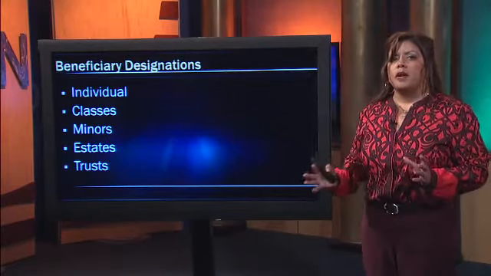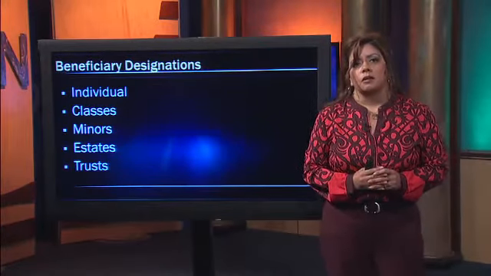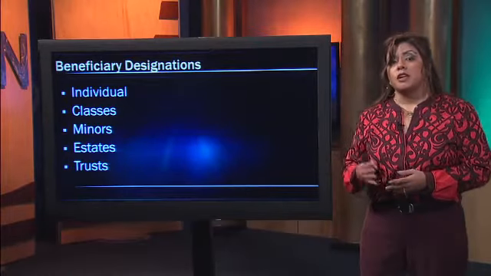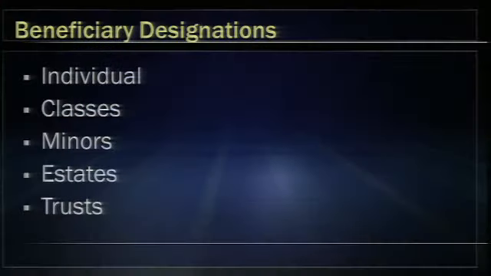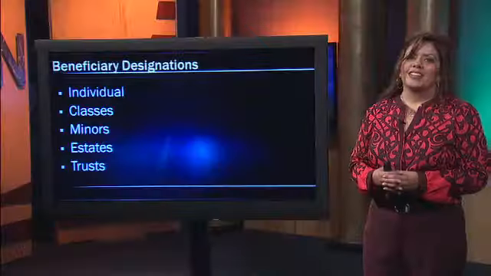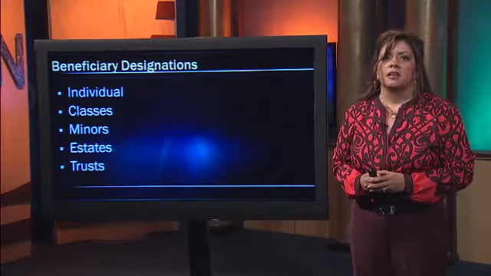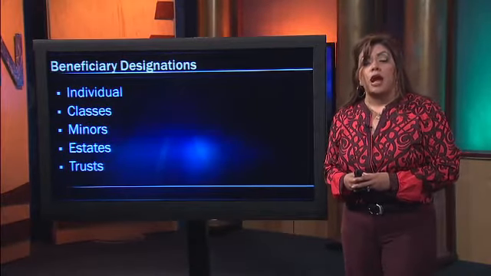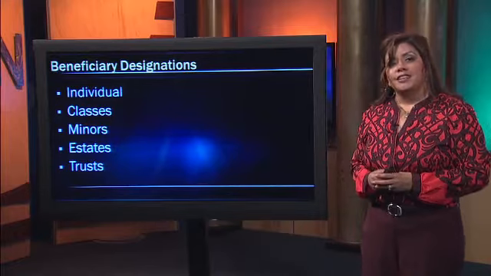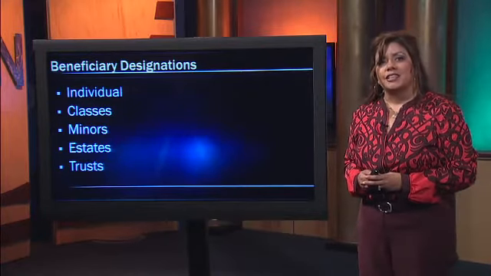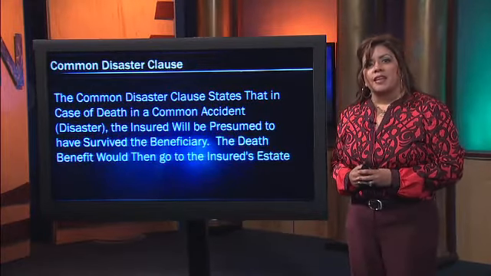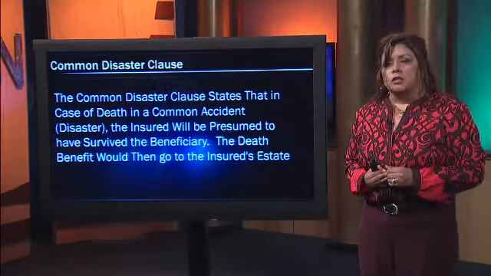So what types of beneficiaries can I assign? Well, a policy owner could designate an individual. They could name one person or more than one. They could designate it by class. An example of that would be designating all my children. We could also designate a minor, or a state, or a trust. So let's take a further look.